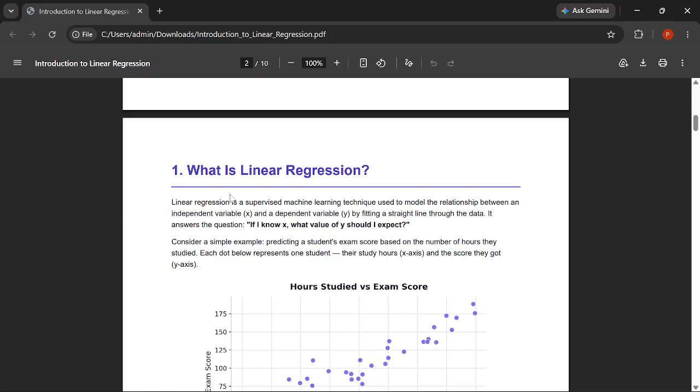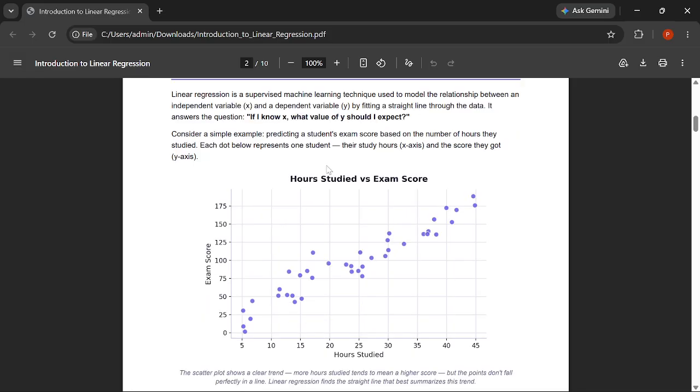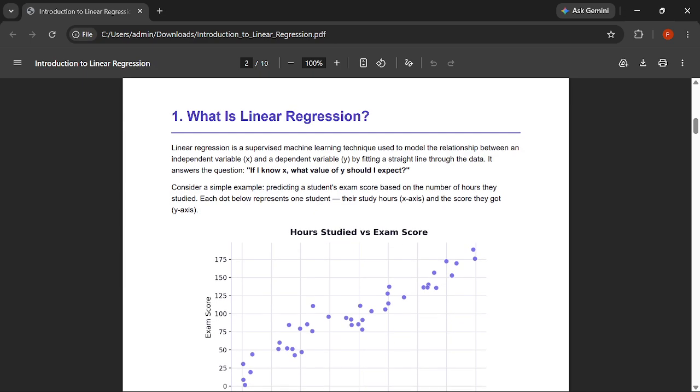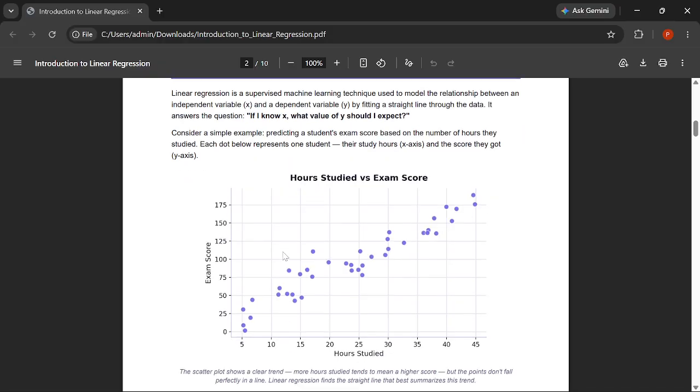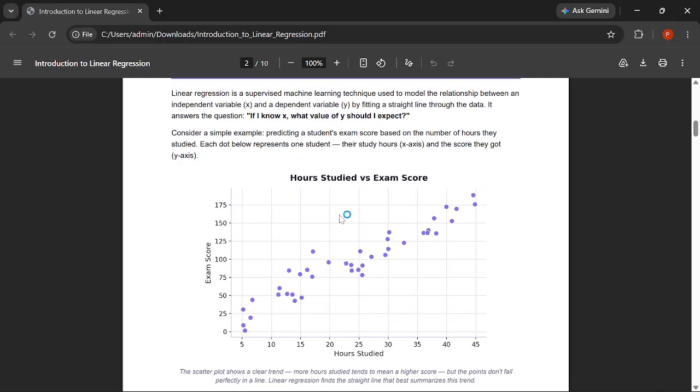So in simple linear regression there is only one independent variable, and according to that we have to predict the dependent variable. There must be a linear relationship between these two variables. In multiple linear regression, independent variables must be more than two. Here is the definition of linear regression: it is a supervised machine learning technique used to model the relationship between an independent variable, that is x, and the dependent variable, that is y, by fitting a straight line through the data. It answers the question: if I know x, what value of y can I expect?